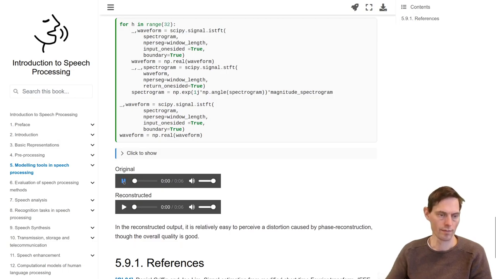So clean. This is a demonstration of the Griffin-Lim algorithm. And the reconstructed part. This is a demonstration of the Griffin-Lim algorithm.